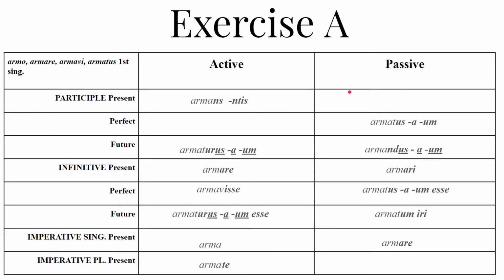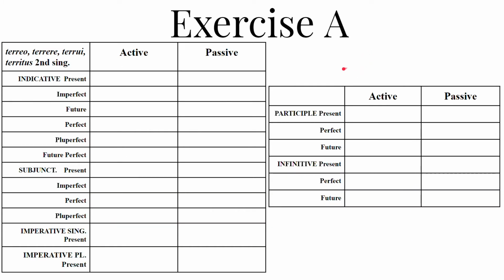And the imperative plural is the same as the second person plural present passive indicative. So the ending is mini: armamini. Optime, excellent. That's an exemplar of a first conjugation verb, first person singular of armo, armare, armavi, armatus. Let us move on. Now I'm just going to run through the rest of these out loud.